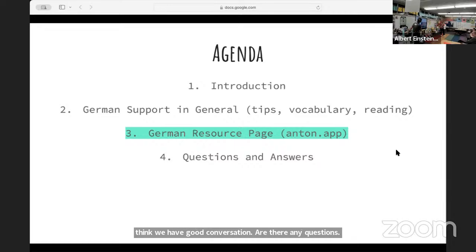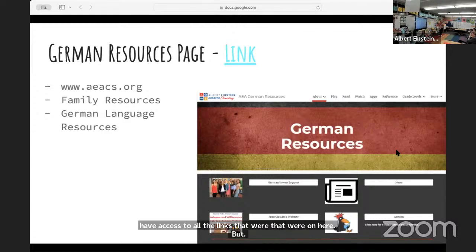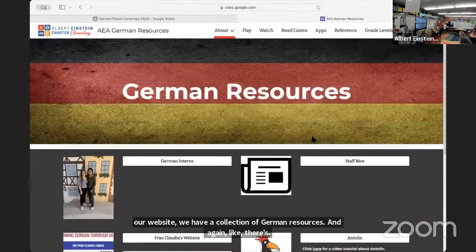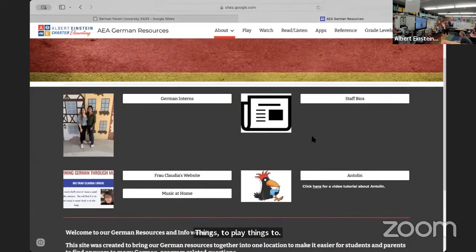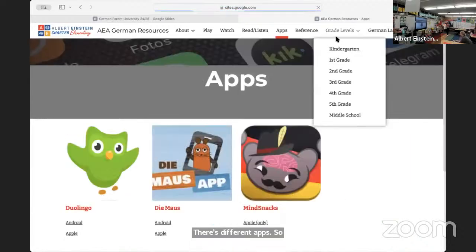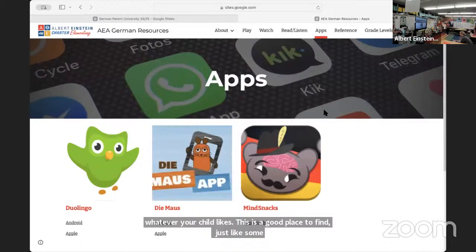If not, the German resource page is being revamped right now. But if you click on that link, and we will provide this slide for you, you will have access to all the links that were on here. On our website, we have a collection of German resources. And again, there are things to play, things to watch, read and listen to. There are different apps. So whatever you need, whatever your child likes, this is a good place to find resources that we feel are valuable.